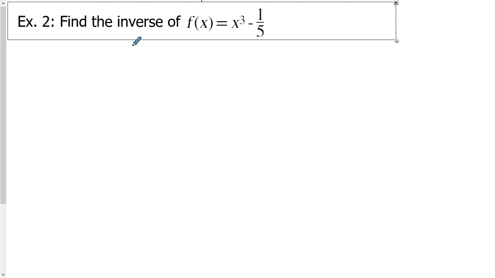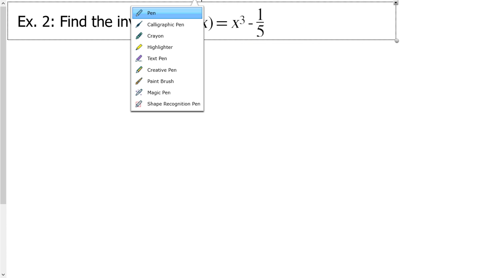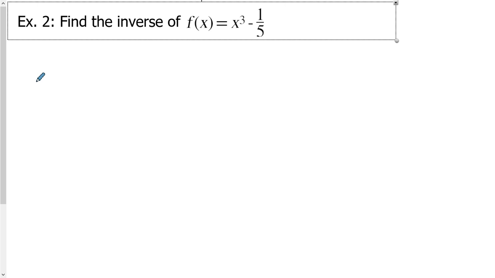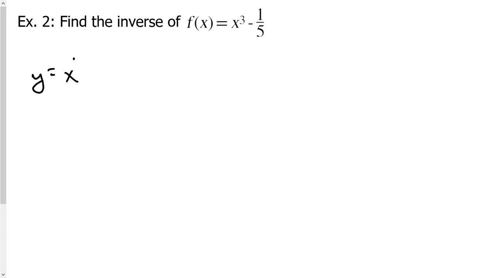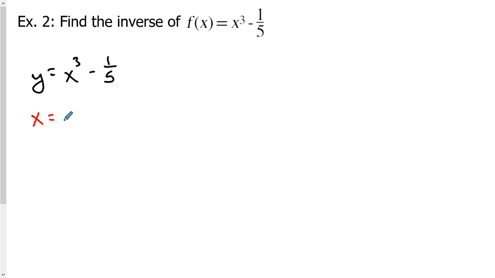So for the second example, it says find the inverse of f of x equals x cubed minus 1/5. If we start by taking a look at that one, we're going to need to replace the f of x with y. So I'm going to say y equals x cubed minus 1/5. I'm going to swap my x and my y value. So this is now x equals y cubed minus 1/5 because everything else stays the same.